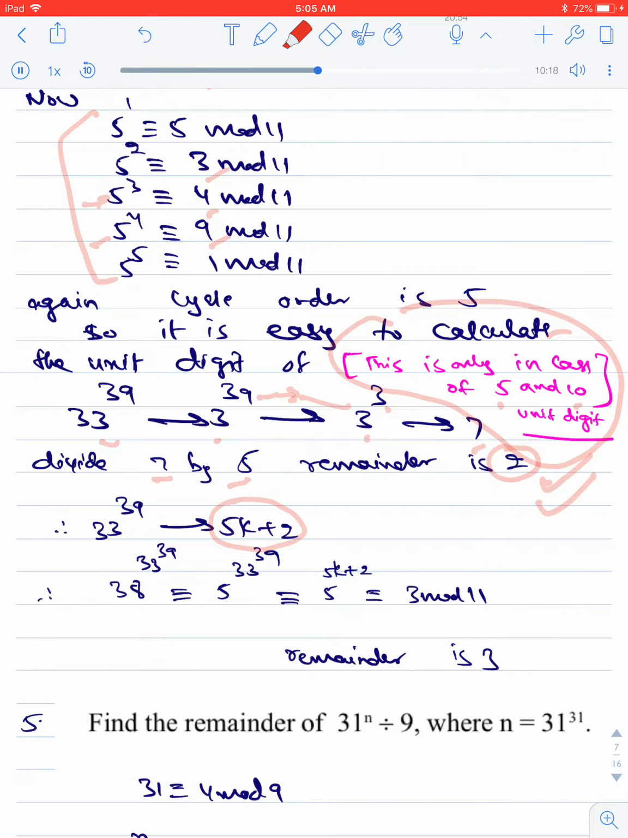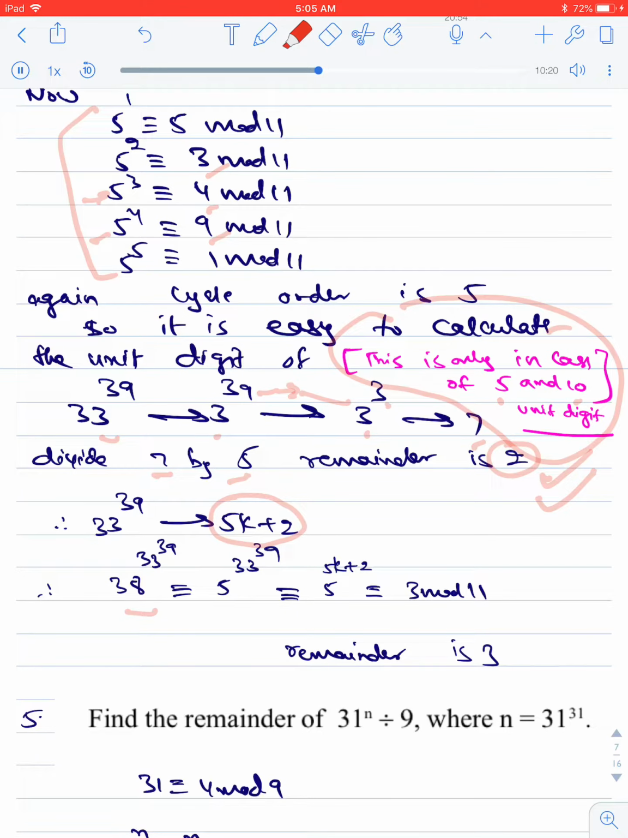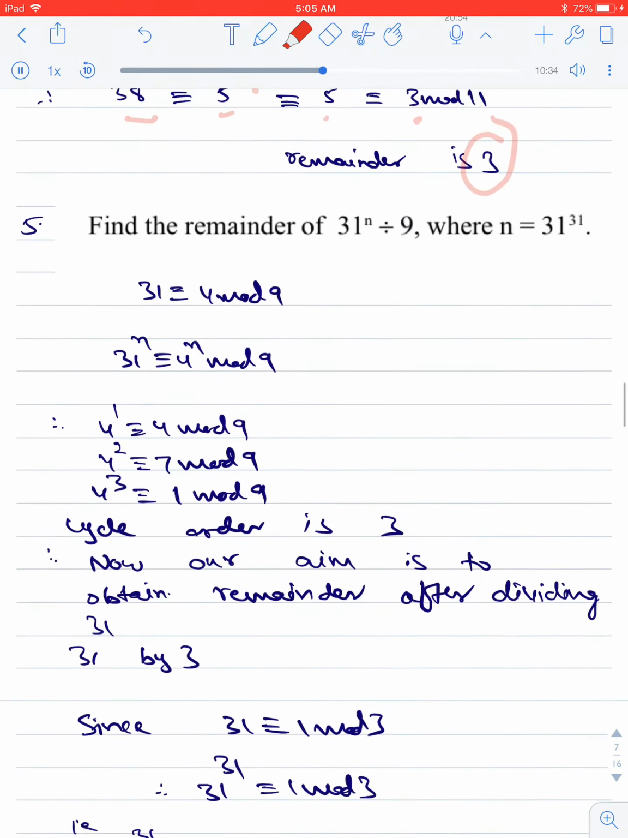So 38 raised to power 33 raised to power 39 is congruent to 5 raised to power 33 raised to power 39, which is of the form 5k plus 2. It is 5 raised to power 5k plus 2, which leaves the remainder 3 when divided by 11, so it is congruent to 3 mod 11. So net answer is 3 mod 11, remainder is 3.